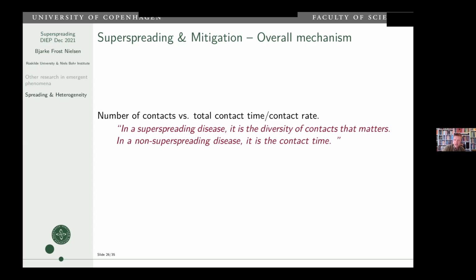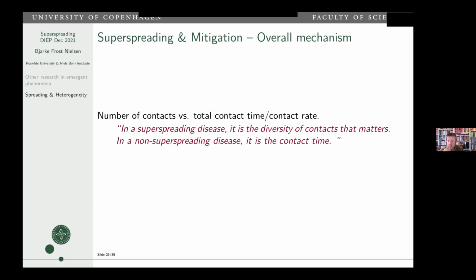That explains a lot when you think about it. In a super spreading disease, some people are so highly infectious that they can infect almost everybody they meet, even for a short time. So it's the number of people that you meet that matters. But in a non-super spreading disease, everybody who becomes infected is just moderately infectious. So you can infect someone, but only after spending a bit of time with them. So that's the thing: diversity of contacts versus contact time. In each type of disease, a different thing matters. And if you think about that for a little while, then that explains all the results in one little neat box.